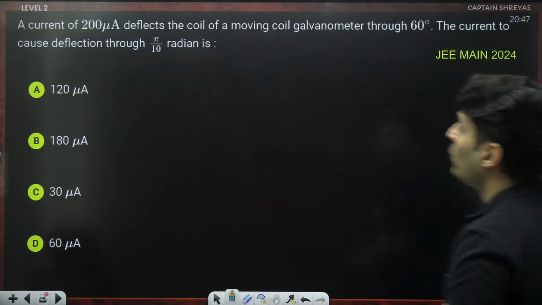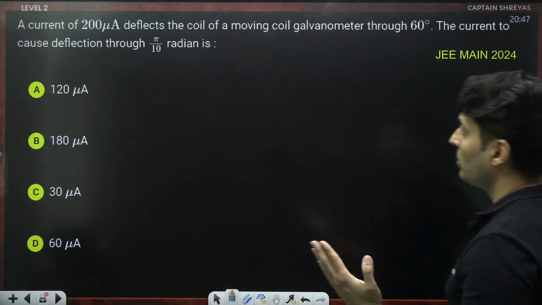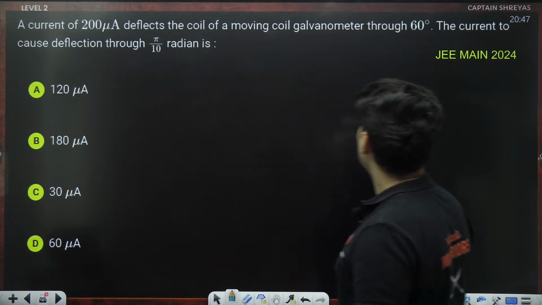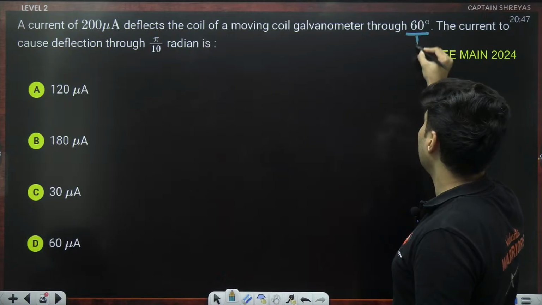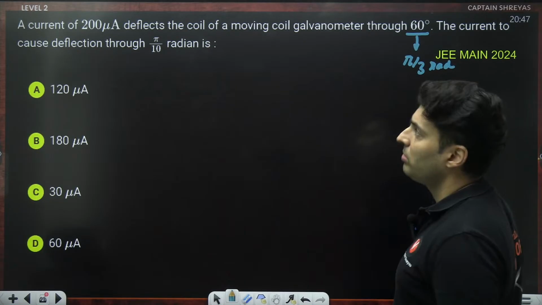This current of 200 microamperes deflects the moving coil galvanometer through 60 degrees. Current through deflected by pi by 10 radian is how much? Okay. So I feel first let's convert the 60 degrees into radian, which is pi by 3 radian. That is the first step, I believe.